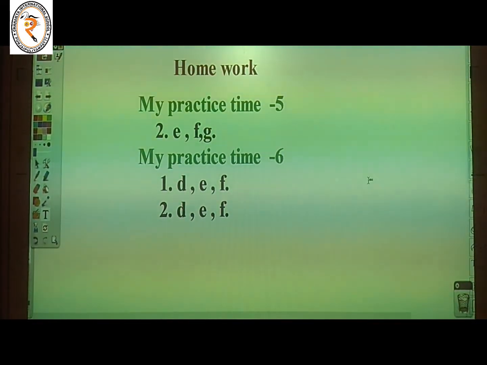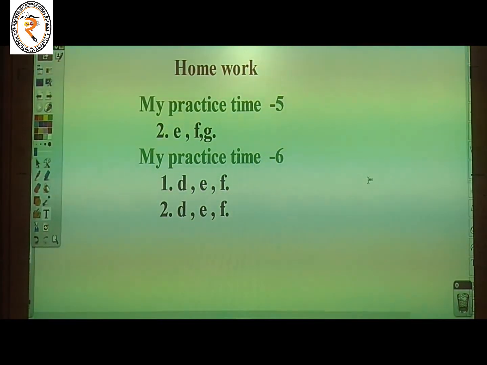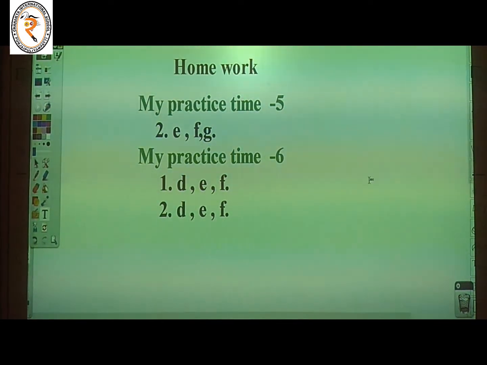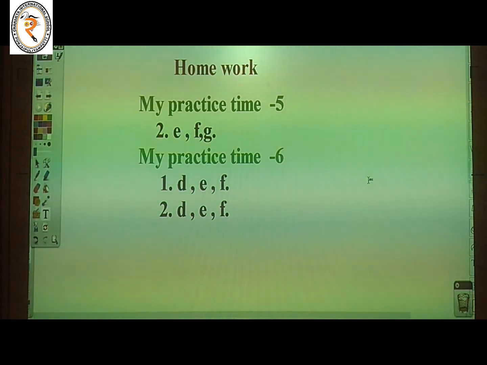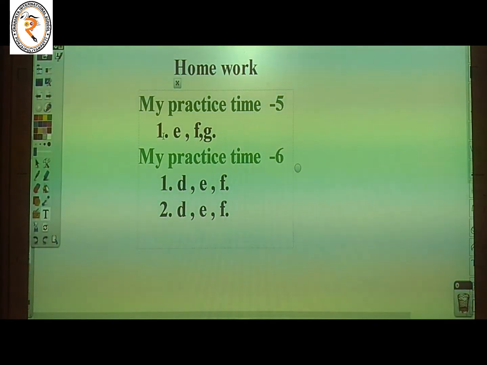The next one, homework part. My practice time 5, second Roman E, F, G. And my practice time 6, first Roman D, E, F, and then second one also D, E, F. Thank you all. So here my practice time 5, first one E, F, G, and then my practice time 6, first one D, E, F, second one also D, E, F. Thank you all.